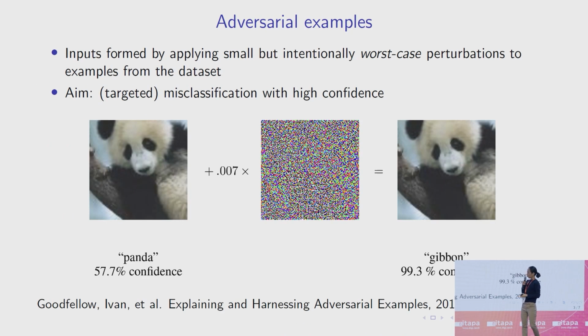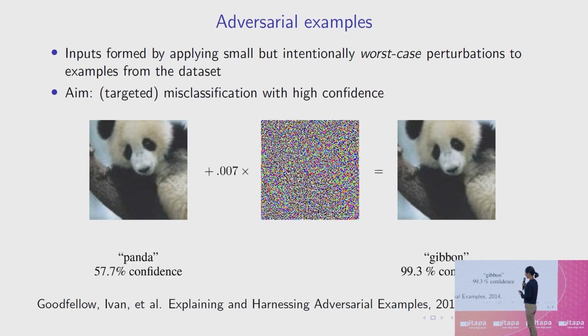Before I go to more realistic attacks, I will introduce one of the earliest works that discuss adversary examples. In this paper published in 2014, the authors consider adversary examples as inputs formed by applying small but intentionally worst-case perturbations to the examples from the dataset. Here, the worst case depends on the attacker's goal. In most cases, the attacker's goal is to cause misclassification with very high confidence, and sometimes the misclassification can be targeted, in the sense that the wrong class is chosen by the attacker.